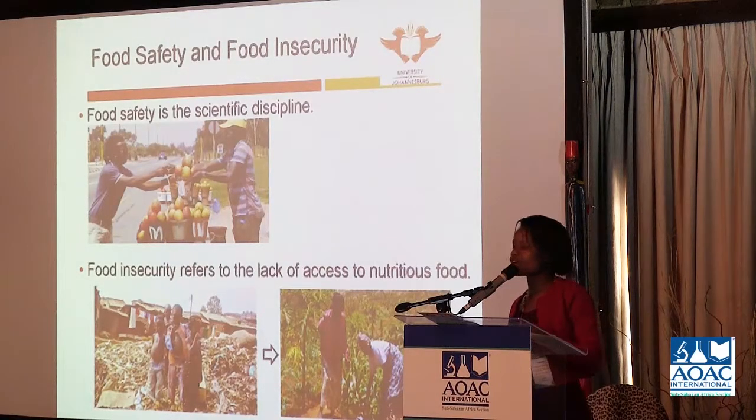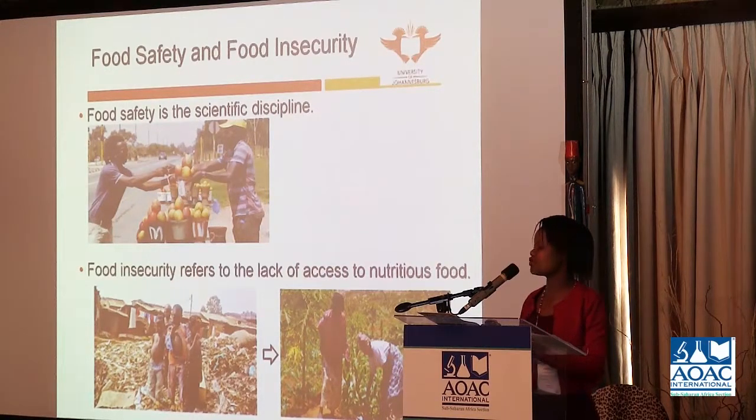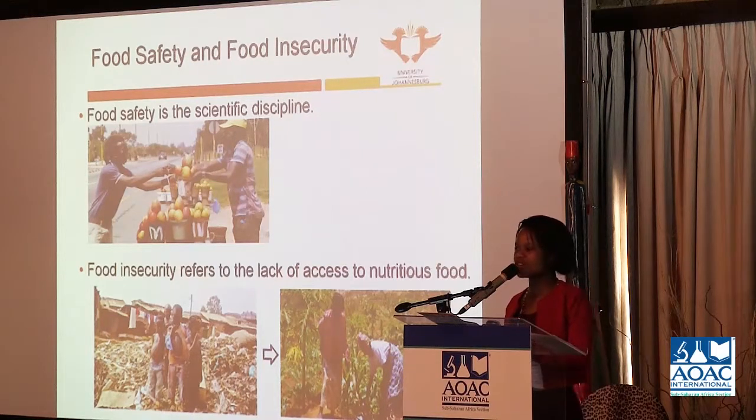Okay, the effects of mycotoxin lead us to these two disciplines, which are food safety and food insecurity. Food safety is a scientific discipline describing the handling, storage, and preparation of food to avoid foodborne illnesses. And food insecurity refers to the lack of access to nutritious food.